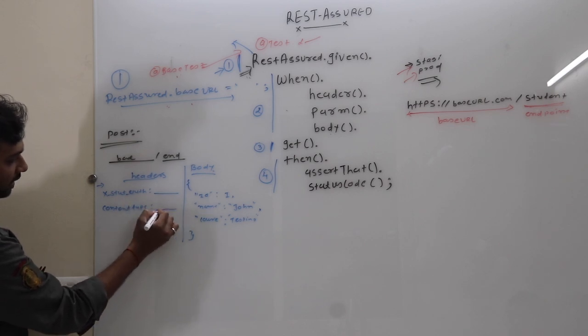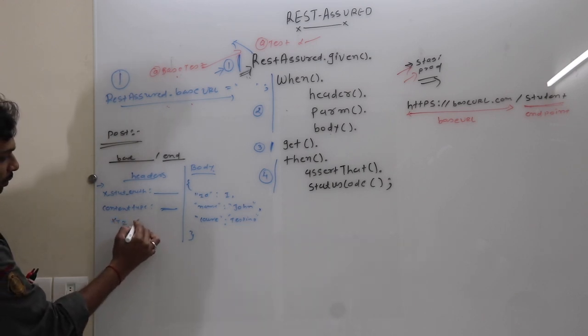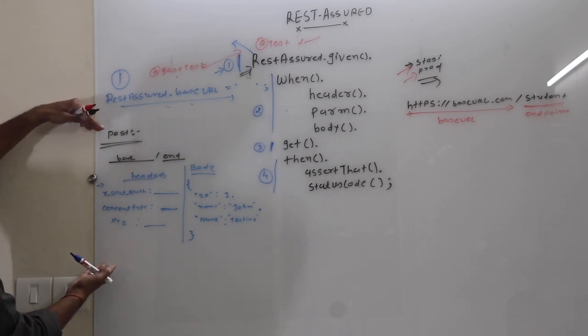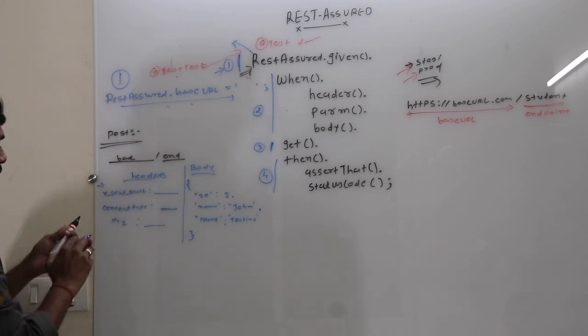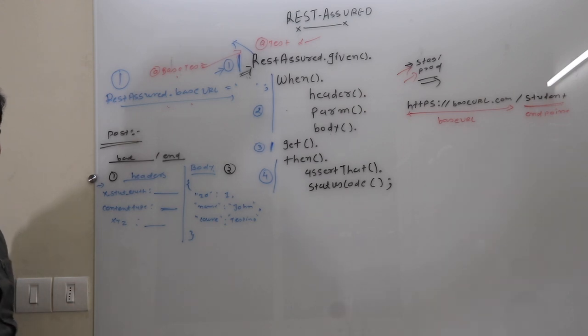So we are passing content type here. And then, let's say we have XYZ parameters. So we are passing multiple parameters like this. So usually a POST API contains two things. We need to remember, one is headers and one is body. So one and two. Now a GET API also contains two parts.